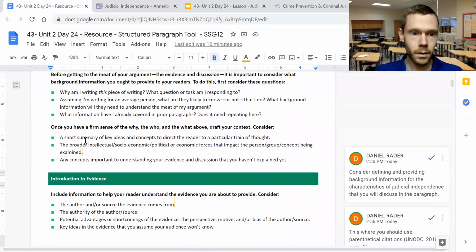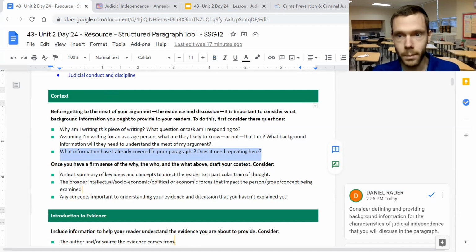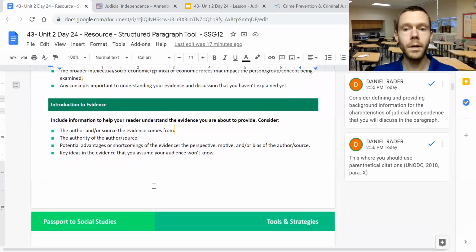We want to provide a short summary of key ideas and concepts to direct the reader to a particular train of thought. And we want to think about what information we are conveying to our readers. If this was a larger essay, maybe we'd want to consider what we covered in our previous paragraphs. But since this is just a one paragraph response, we could ignore that for now and focus on introducing our evidence.